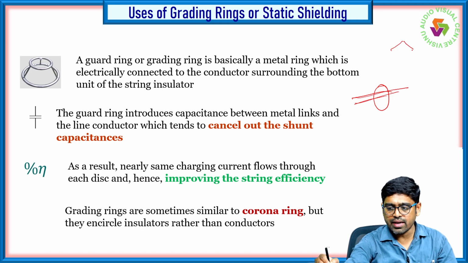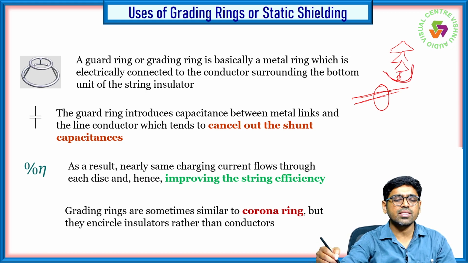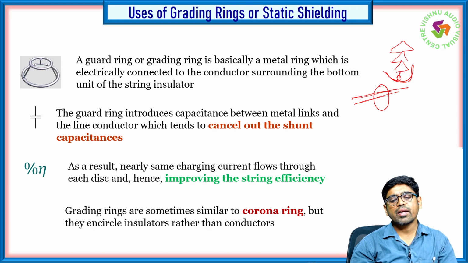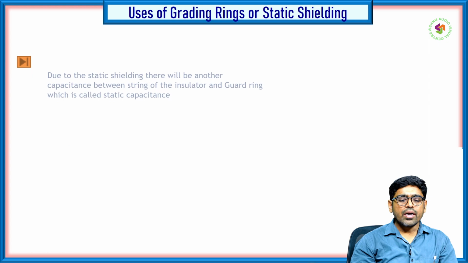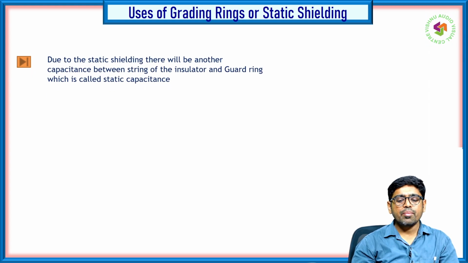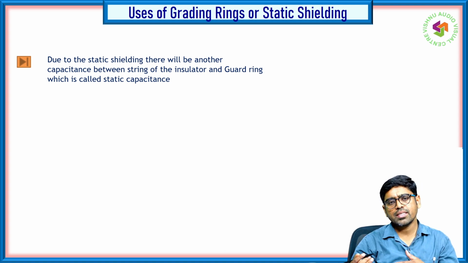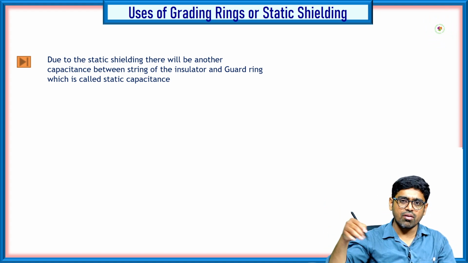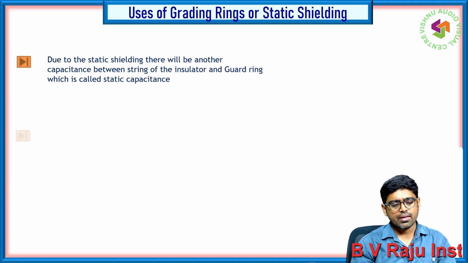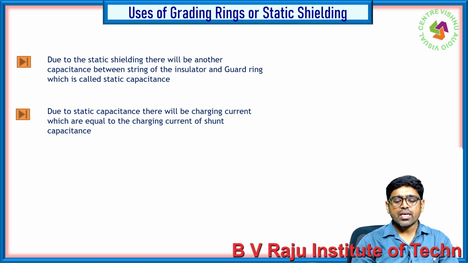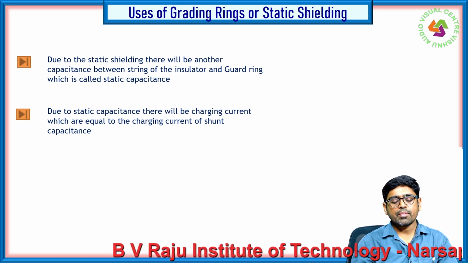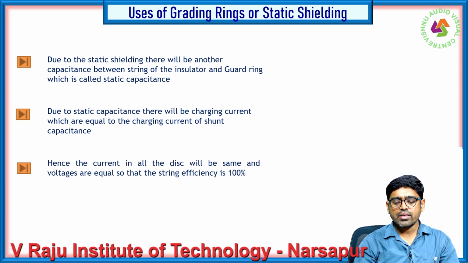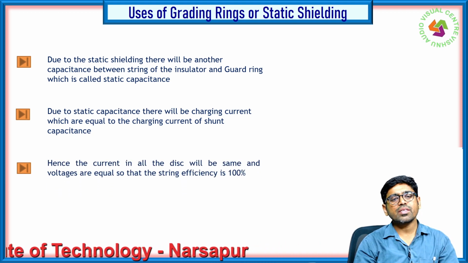Now we have a disk, and this type of ring is there. That is the case with this grading ring. Due to this static shielding, there will be another capacitance between the string of insulators and the guard ring, which is called static capacitance. So we have the self capacitance, meaning the disk capacitance, then the shunt capacitance. Another capacitance exists between the guard ring and the disk, the static capacitance. Due to this static capacitance, there will be a charging current equal to the charging current of the shunt capacitance. Hence, the current in all the discs will be the same and the voltages are equal. So the string efficiency is 100%.